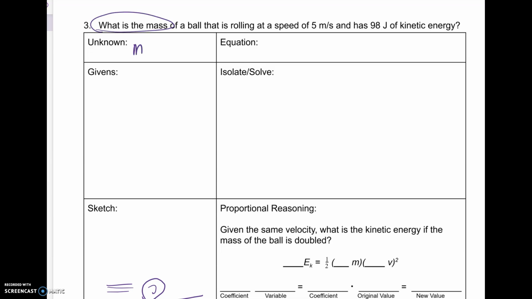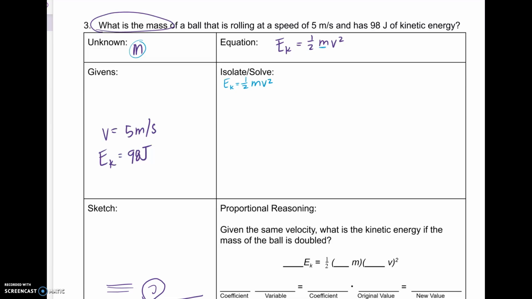So mass that is rolling at a speed of 5 meters per second and has a kinetic energy of 98 joules. So we know EK, mass, and V, we have the equation of kinetic energy is equal to 1/2 mass times velocity squared. And since this time we're solving for mass, we need to get mass by itself. So we'll have EK is equal to 1/2 mass times velocity squared.